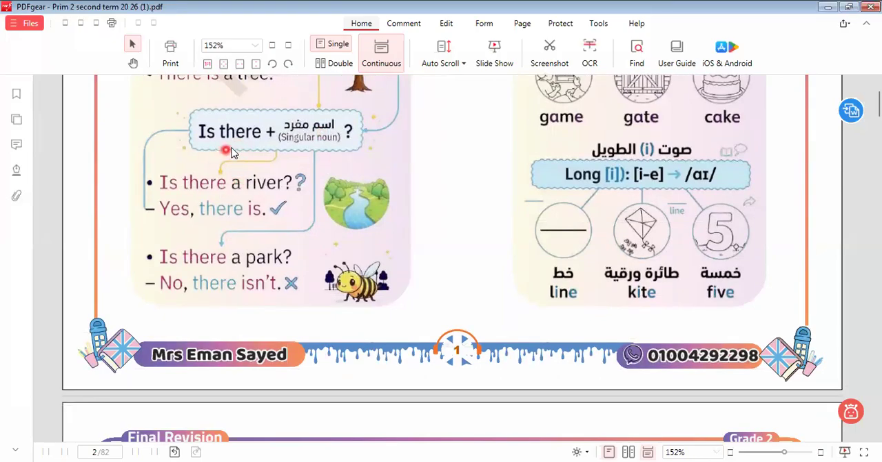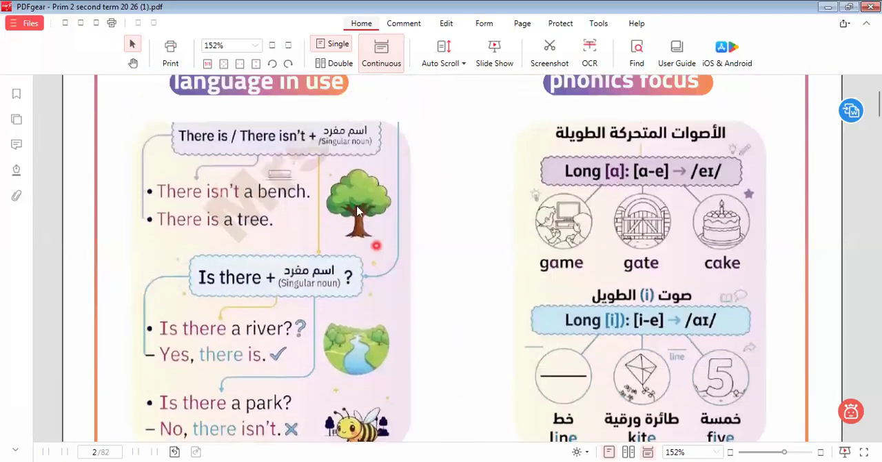We use is there when we make a question form. I put the verb before the subject, like this one: Is there a river? Yes, there is. Or we say, is there a park? No, there isn't. So this is how to use there is and there isn't.